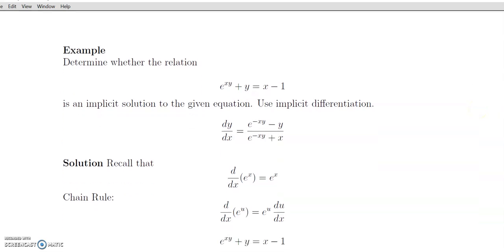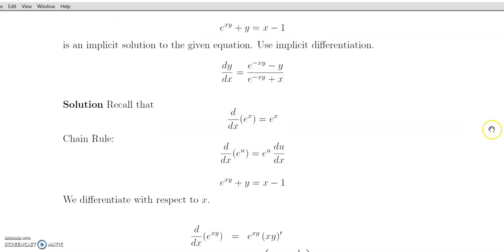So let's remember the formulas first. The derivative of e^x is e^x. And if u depends on x, we apply the chain rule. The derivative of e^u with respect to x is e^u times the derivative of u with respect to x.